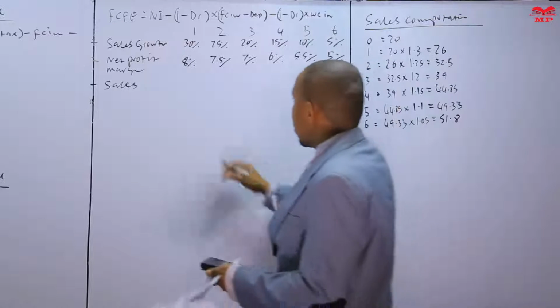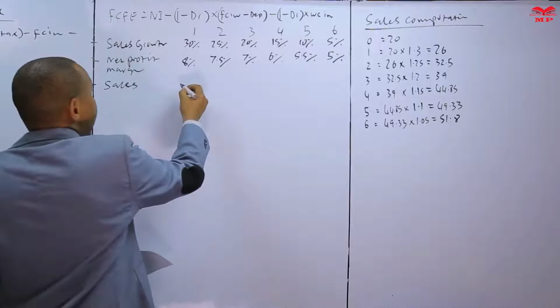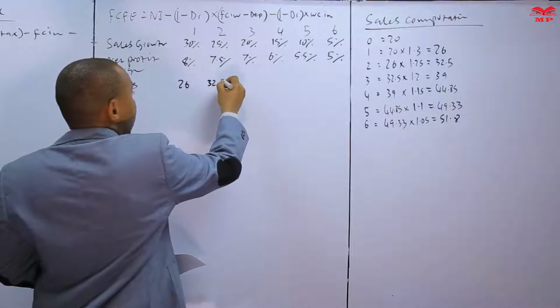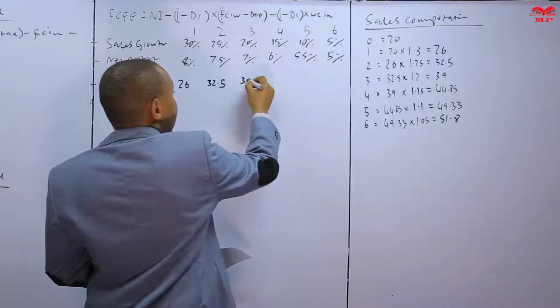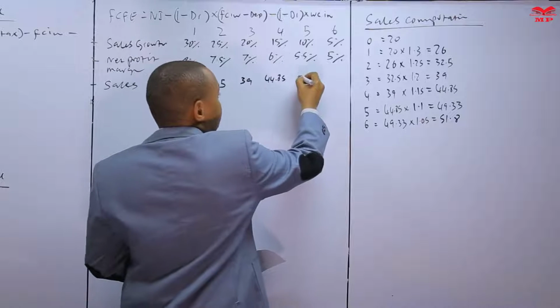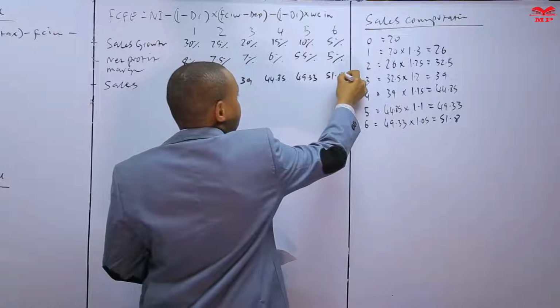There. Now we come and slot in the values over here. So we have now 26, 32.5, 39, 44.85, 49.33, and 51.8.